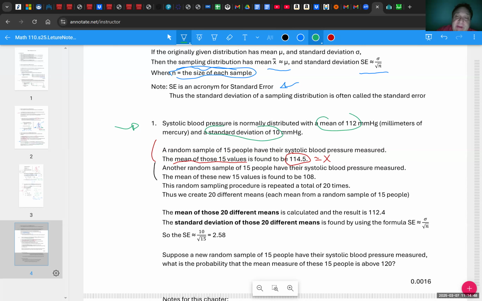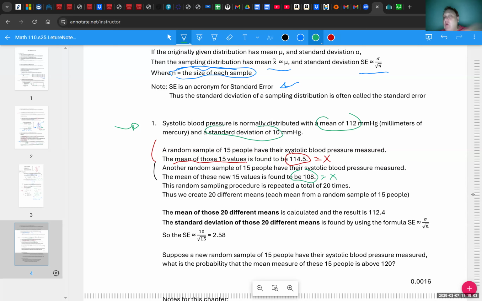And suppose the mean of those 15 people is 108. That's another value of X. Then I do it again. I take another 15 people, have their blood pressure measured, take the mean of those other new 15 people, and find out what their mean is. Maybe it's 112.3 or something, right?